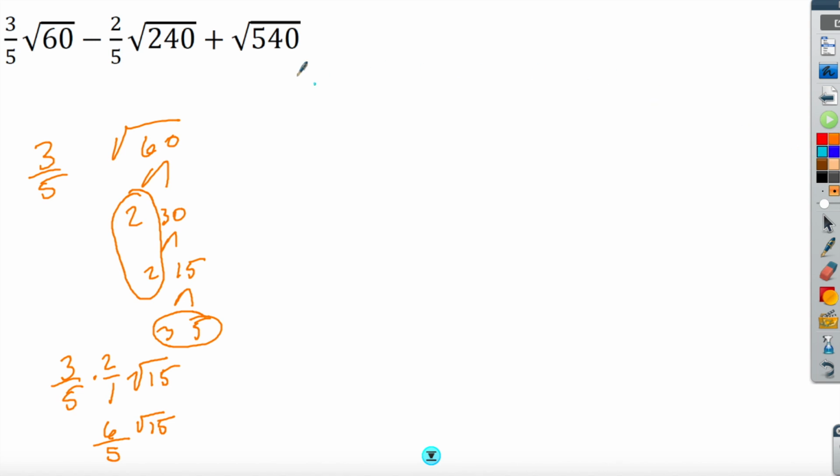Let's move the colors to blue. So I'm going to have minus 2/5 radical 240.